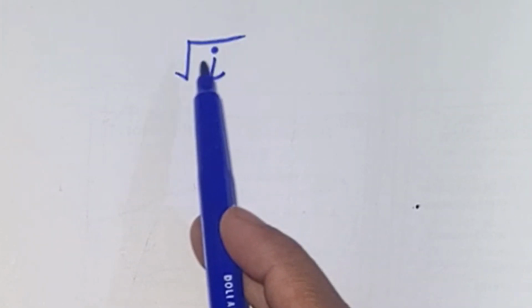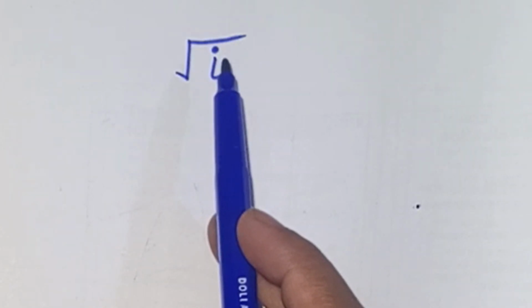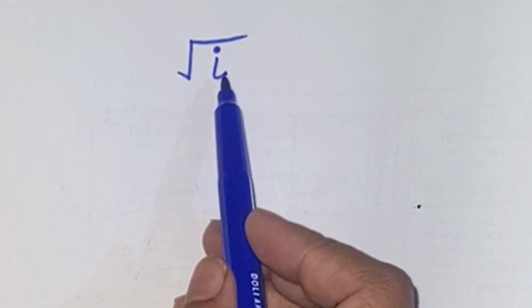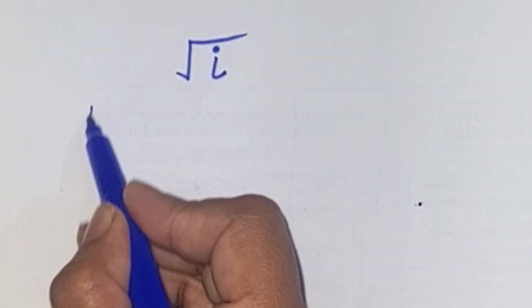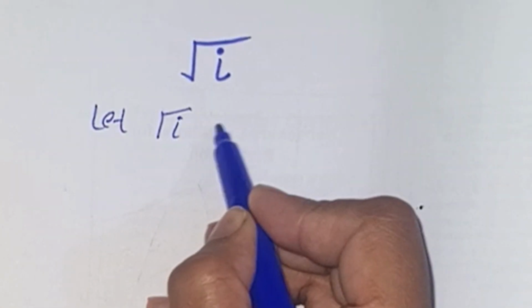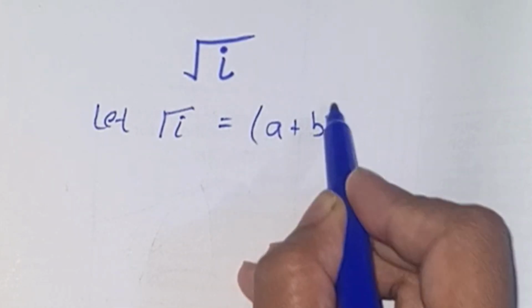Now we are going to solve this question, where we have the square root of iota and we find the value of this. And we know that iota is a complex number. So in the first step, we let that square root of iota is equal to a plus b iota.